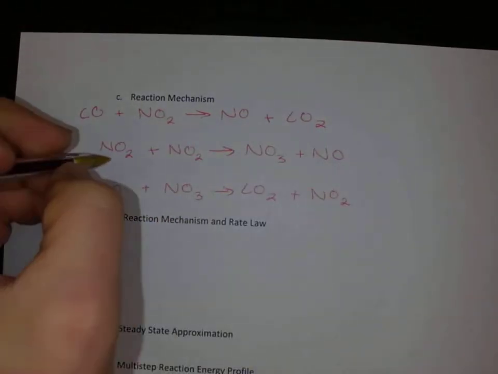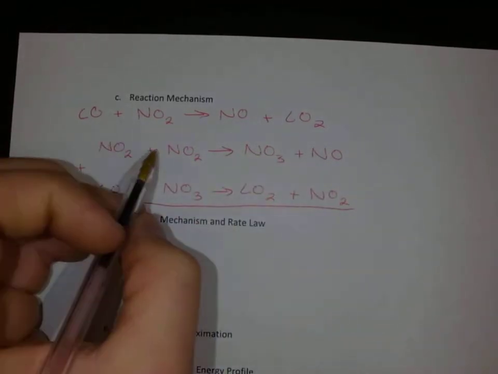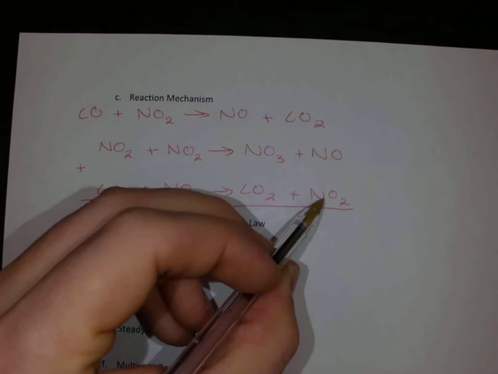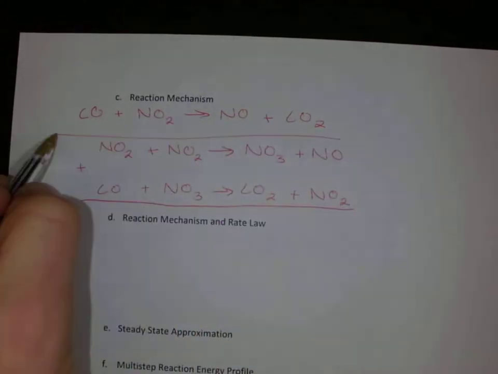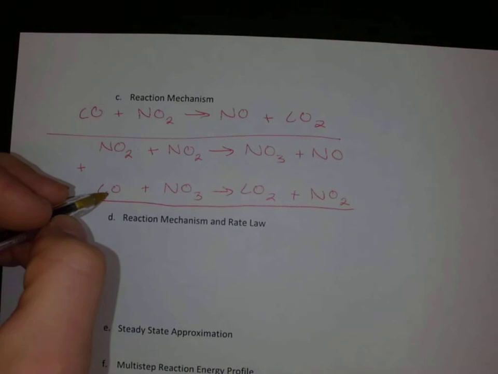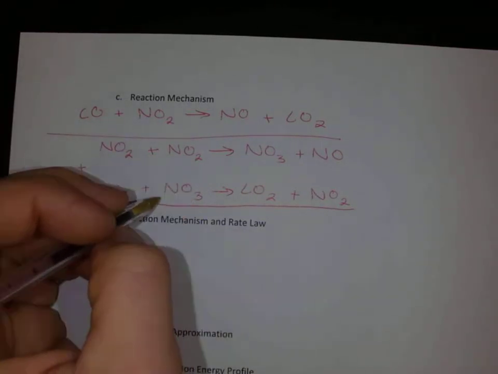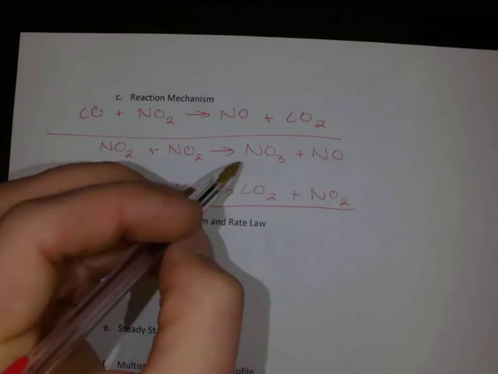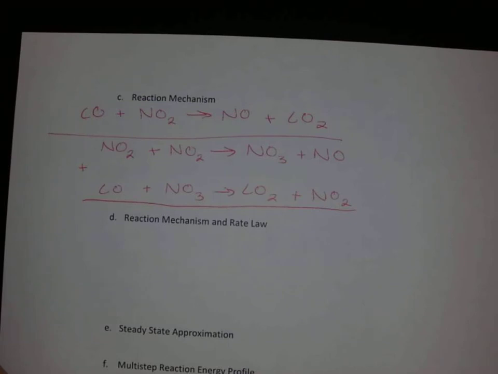So if we add these two reactions up, we will see that our NO2 here cancels with this NO2, so we only have one NO2 on the left. That matches with our overall reaction. We have a CO molecule on the left, that matches up. And our NO3 molecule here came from the NO3 molecule that was the product of the first reaction. Okay, so our first piece with our reaction mechanisms is they have to add up to our overall reaction.